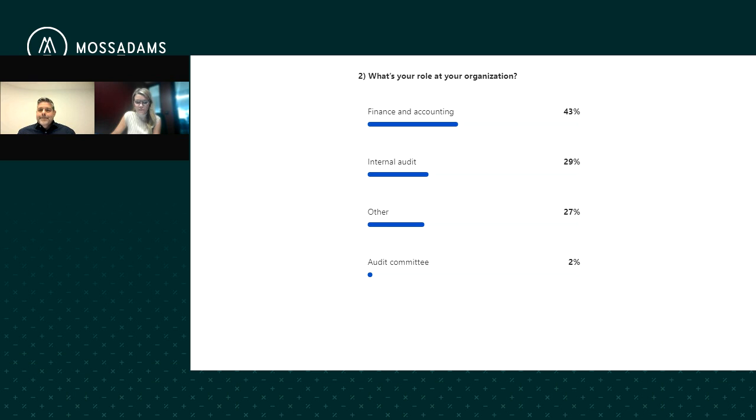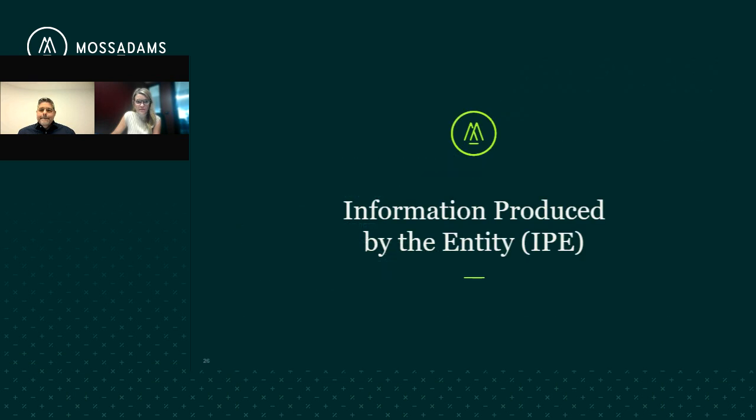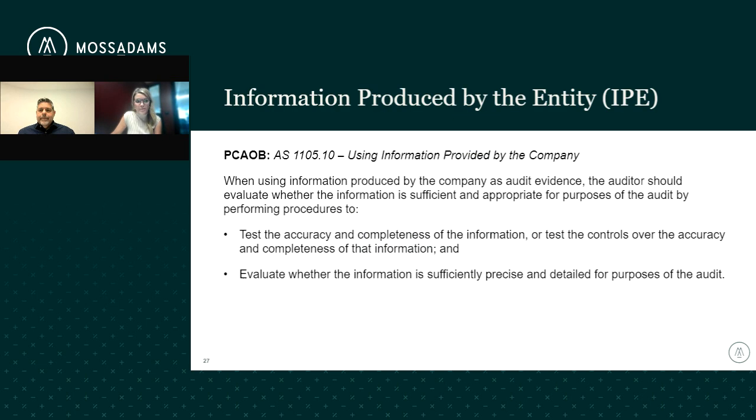All right. I think we can jump into the second topic, information produced by the entity, or IPE. You'll hear this called many different names depending upon who you're talking to. The PCAOB refers to it as IPC, information produced by the company. You may hear IUC, information used in the control, but really key reports and spreadsheets is what we're talking about.